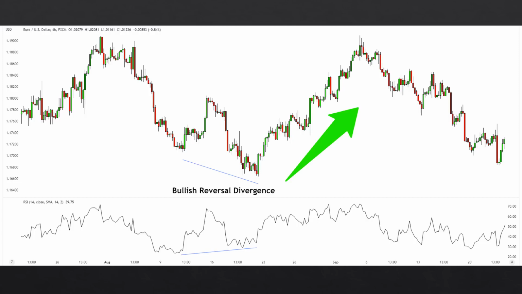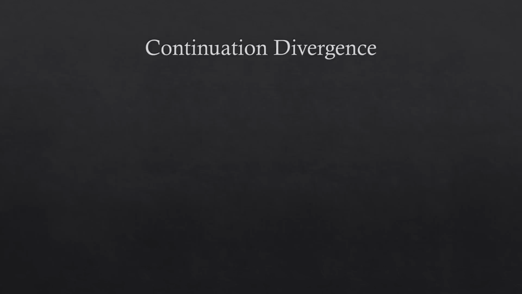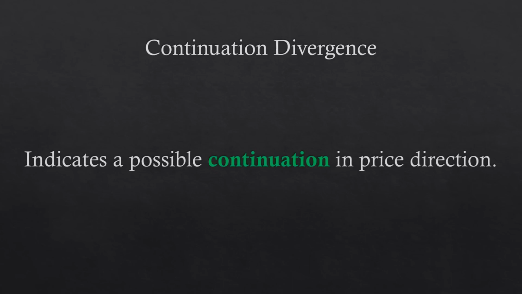The reversal divergence is the most common type of momentum divergence, but as I mentioned earlier, there's another type called continuation divergence. Like the name suggests, the continuation divergence indicates a continuation in the current price movement, unlike the reversal divergence, which indicates a change in the current price direction. Let's begin with the bullish continuation divergence first.